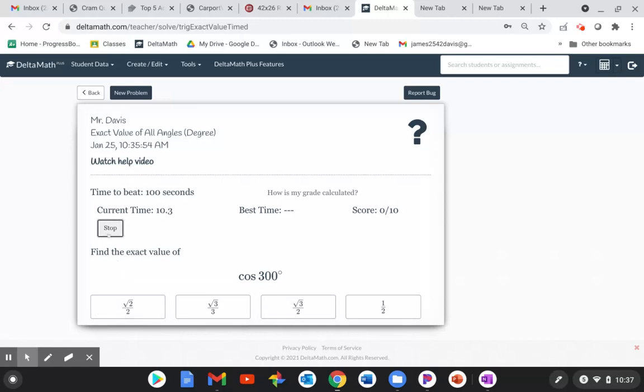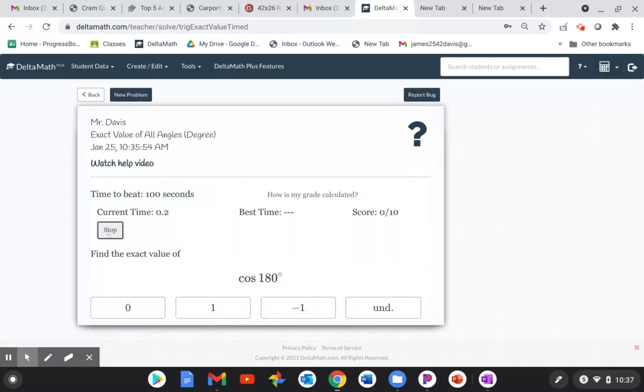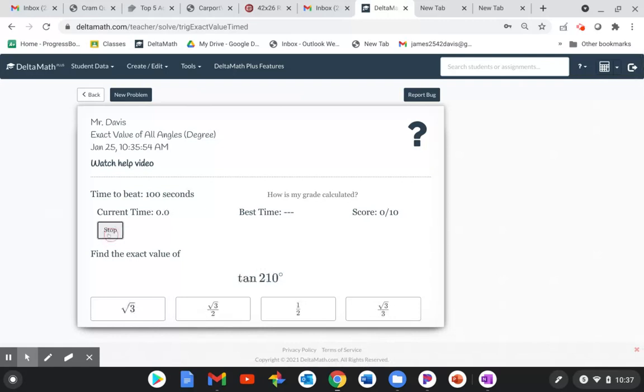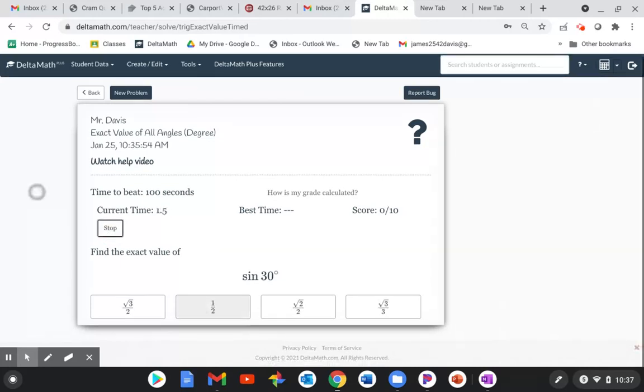I thought it had secants, and I guess it doesn't. Maybe I'll throw some more secants in there too. So these are just going to be sines, cosines, and tans. Again, you got to get 10 within the 300 seconds. I know it's doable. Just have your unit circle there.